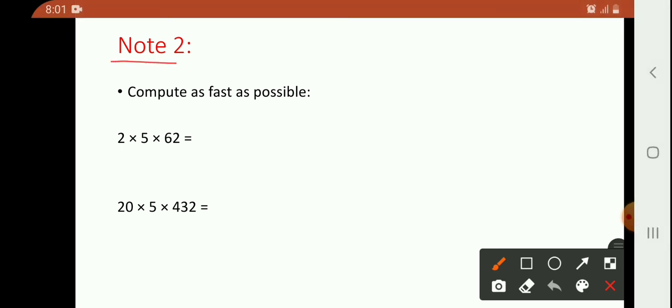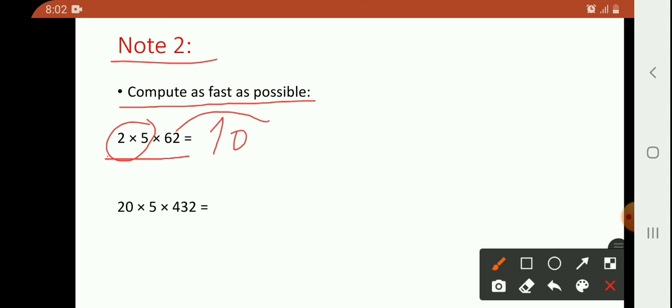Note number 2. If I ask you compute as fast as possible, يعني اجمعوا بعقلكم بطريقة سريعة, لازم انتوا تبسطوا الإيكويشن، تبسطوا الضرب. If we have 2 times 5 times 62, then we will start by 2 times 5 because it's 10, then times 62. The result will be easy. النتيجة بتكون كتير سهلة، هي 62 with 0 من هون 620.